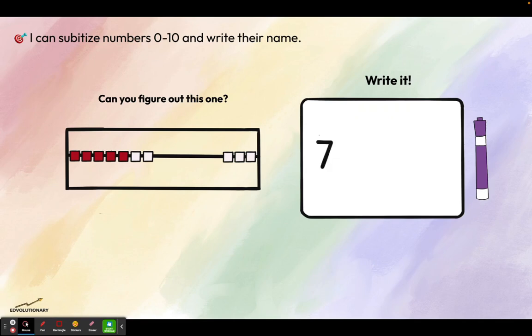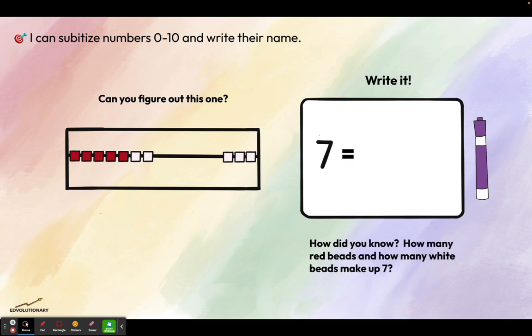Show them the answer. And then this is where you have a choice. You can have students try to write the equation along with you, or you can just have them follow along with you. So 7, how did you know there was 7? What is 7 equal to with the beads? How many red beads and how many white beads make up 7? Let's think about it. We have 5 red beads. I'm going to write 5. And I'm adding them with the white beads. How many white beads are there? There's 2 white beads. So 7 is equal to or the same as 5 red beads plus 2 white beads.